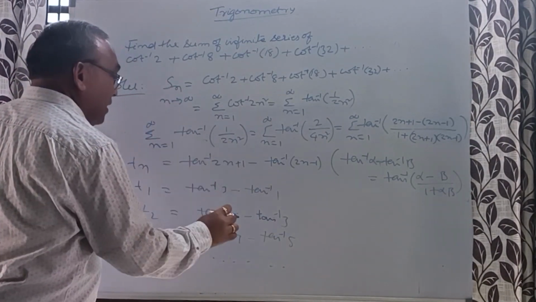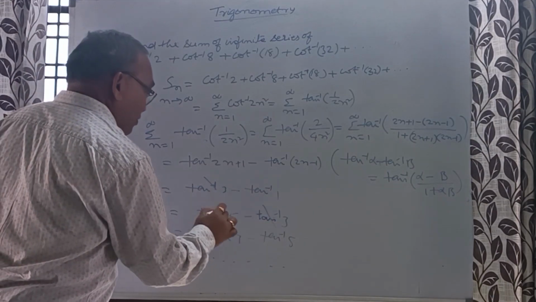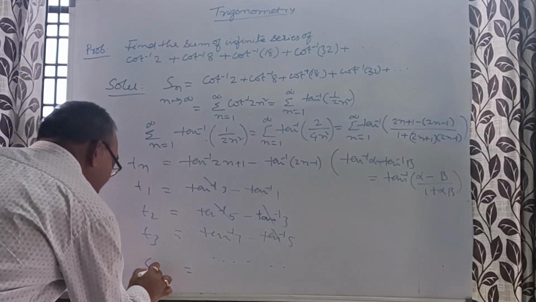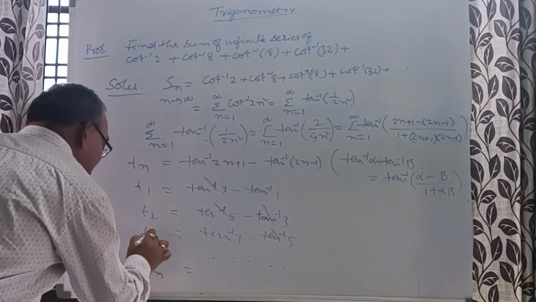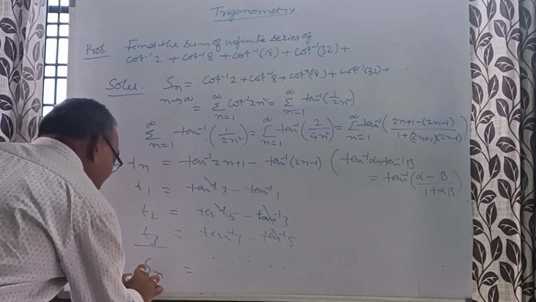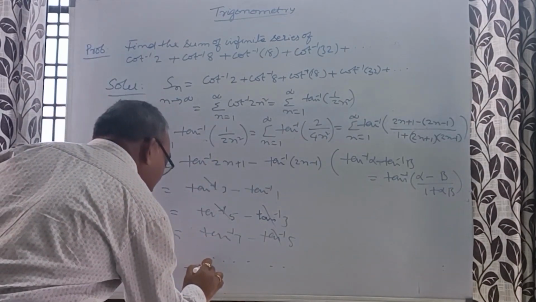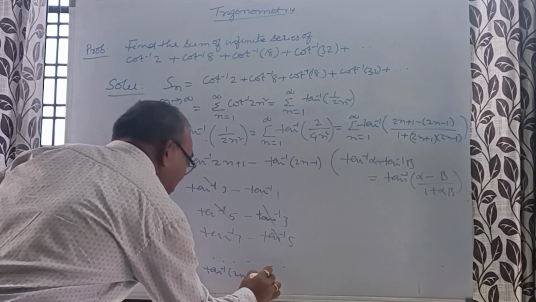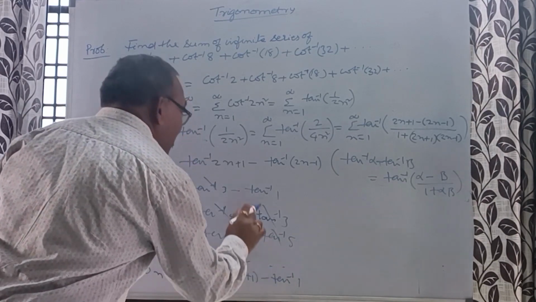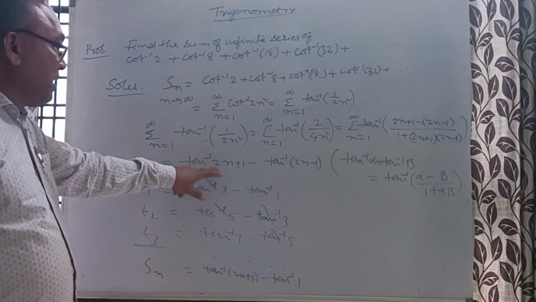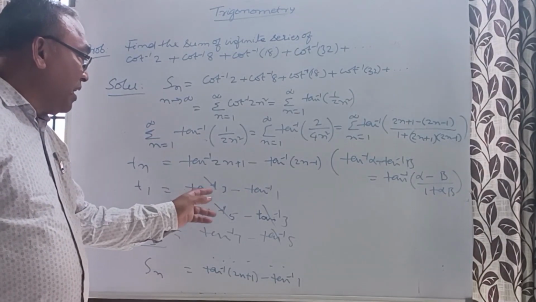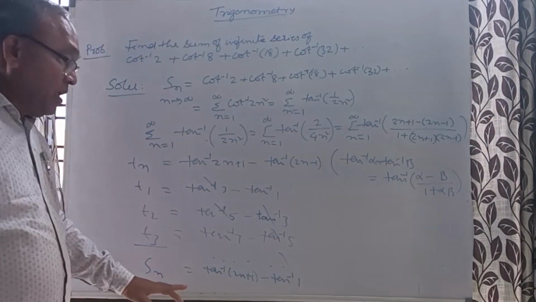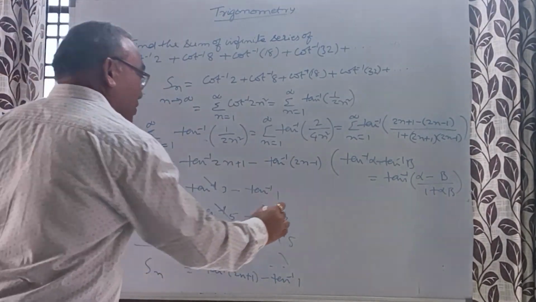Now here, like terms will cancel out. At last, what we are getting here: S_n, the sum of this, is equal to tan inverse of 2n plus 1 minus tan inverse of 1 only. The left-over terms are this and this only; the others are already cancelled out, this and this and this and so on.